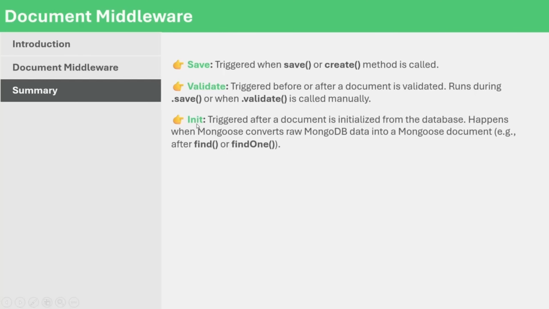And this init event is triggered after a document is initialized from the database. This happens when Mongoose converts raw MongoDB data into a Mongoose document. For example, after we have used the find method to fetch all the documents from a collection, they need to be saved in an array. So in our Express application, when that array is initialized with the documents fetched from the database, at that time this init event will be raised. Alright, so in the last lecture and in this lecture, we learned about document middlewares.